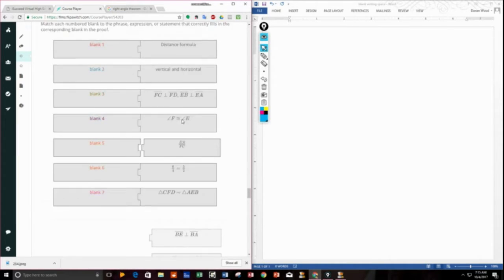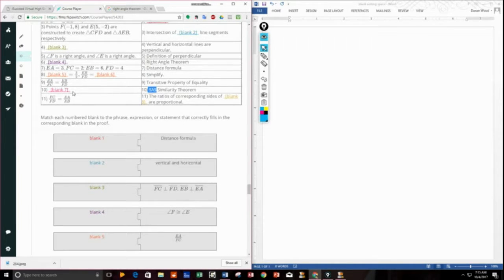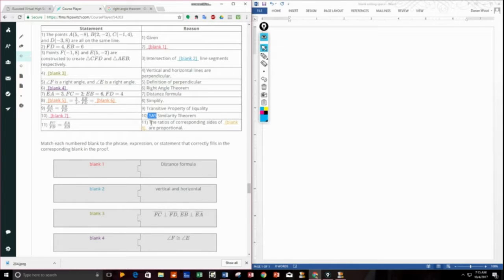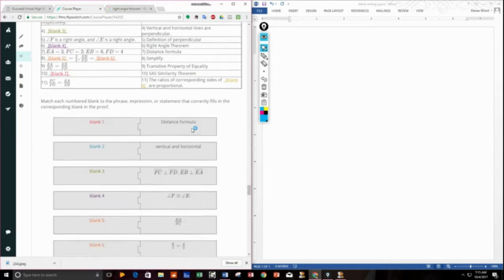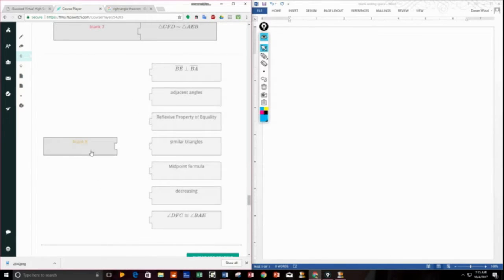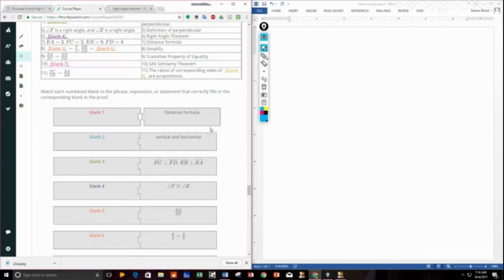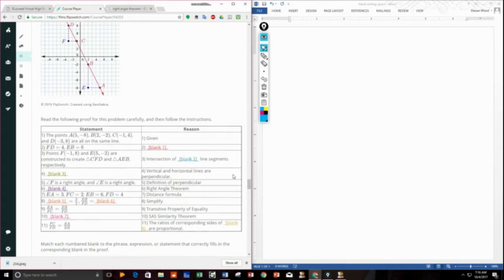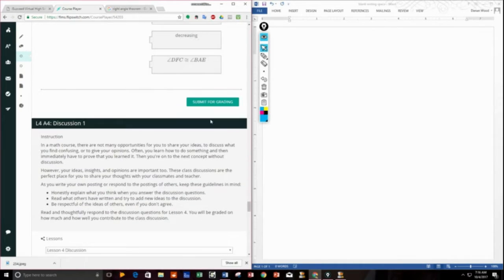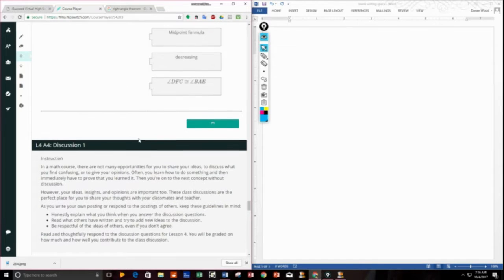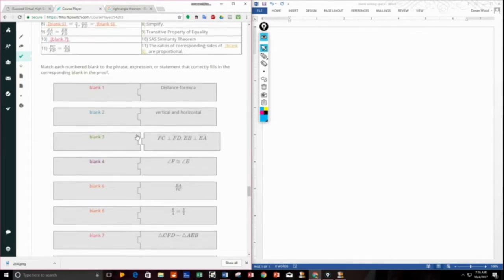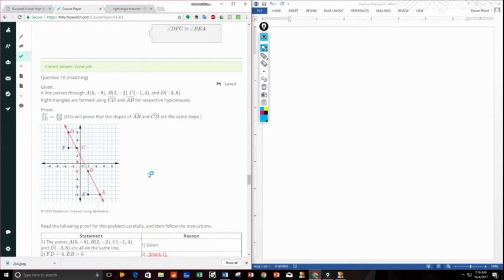So we wanted a statement because it was in the statement column. Alright, so then FC divided by FD is equal to EA divided by EB. The ratios of corresponding sides of blank are proportional. They wanted similar triangles. The corresponding sides in similar triangles are proportional. So that is what goes in blank 8. And we'll come here and we'll check it. And it says, great job.